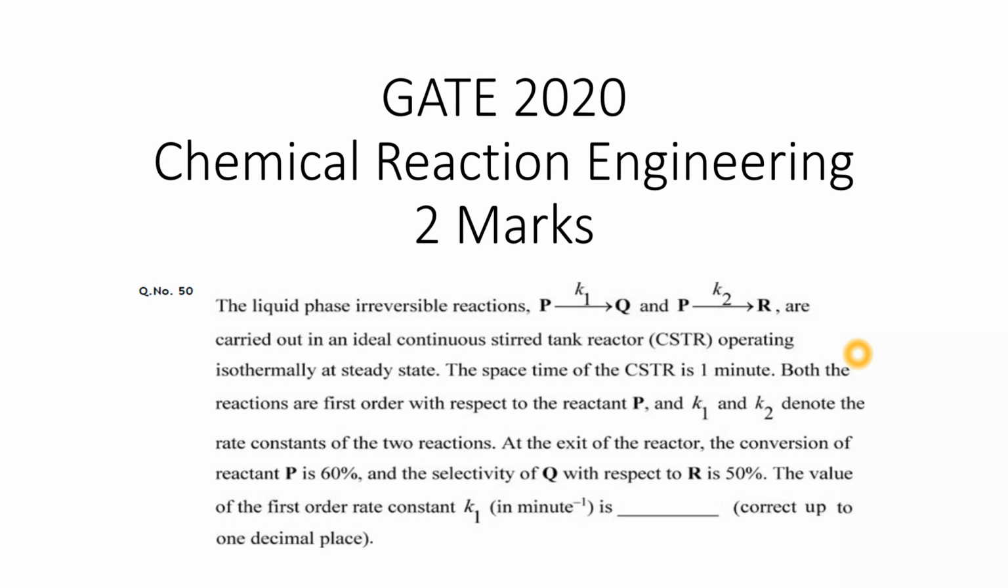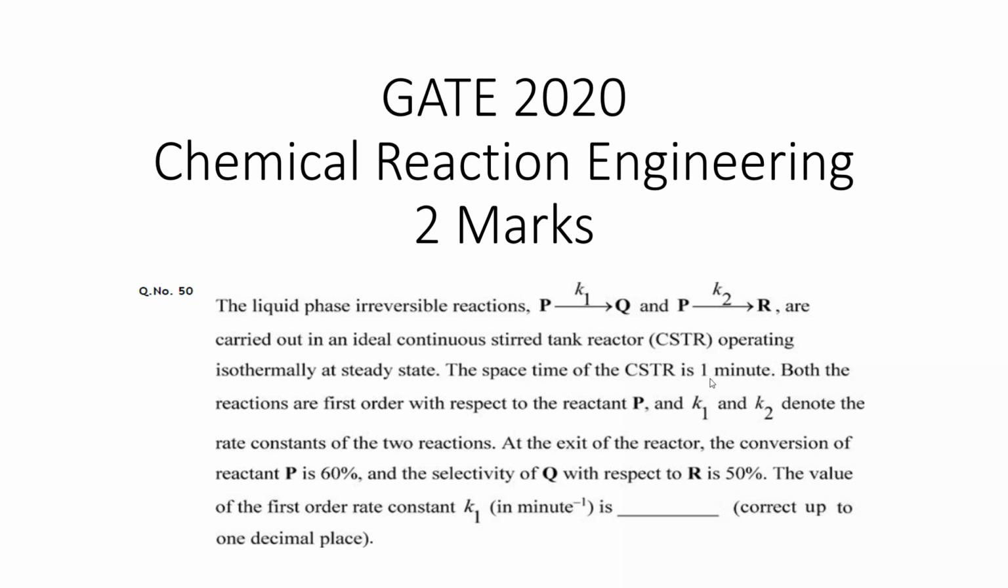Question is from GATE 2020 Chemical Reaction Engineering for 2 marks. The question is, the liquid phase irreversible reactions P gives Q and P gives R, this is a parallel reaction, are carried out in an ideal continuous stirred tank reactor (CSTR) operating isothermally at steady state.